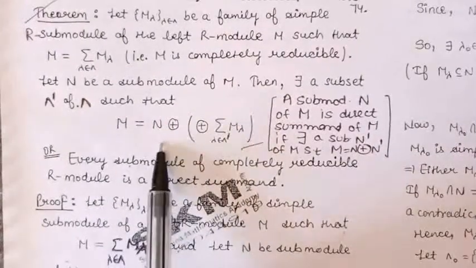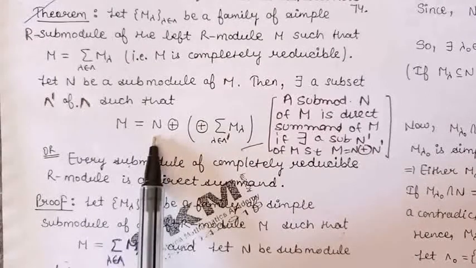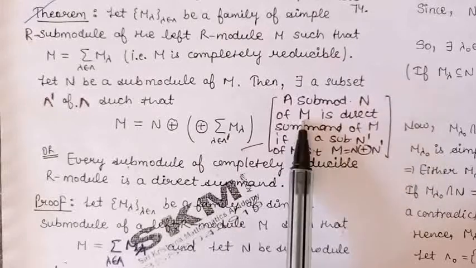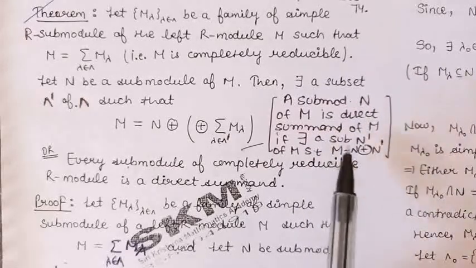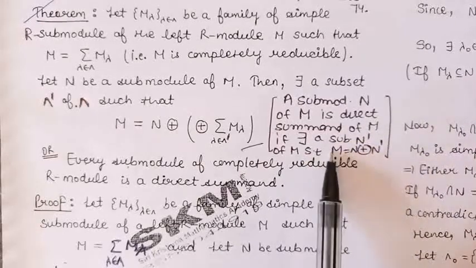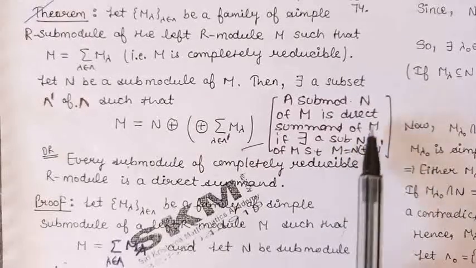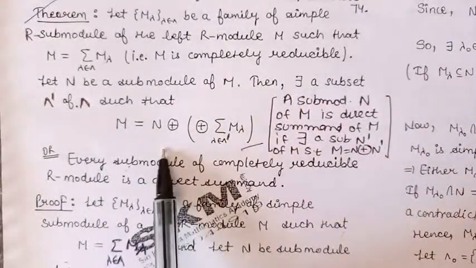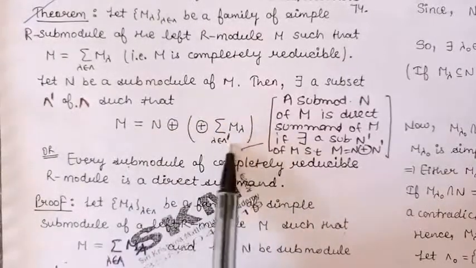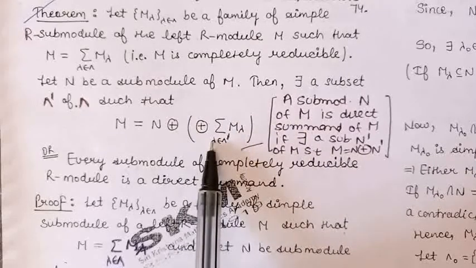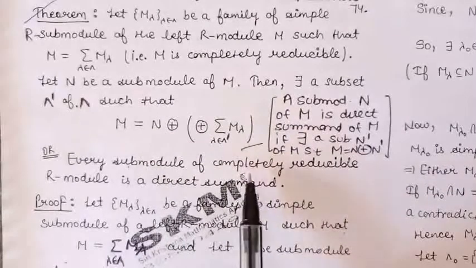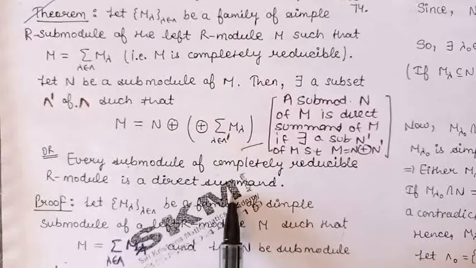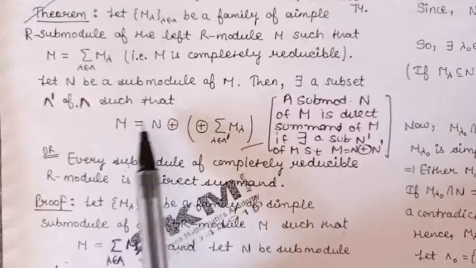In terms of direct summand, we can give another statement of this theorem. First of all, we discuss what is a direct summand. Let us take M a module and N a submodule of M. Then we say that N is a direct summand of M if there exists a submodule N dash of M such that M can be written as N direct sum N dash. So in terms of this definition, here N is a direct summand of M because there will be a submodule of M which is existing. So in terms of direct summand, we can rewrite the statement of this theorem: every submodule of a completely reducible R module is a direct summand. So here we are proving that N is the direct summand of M.